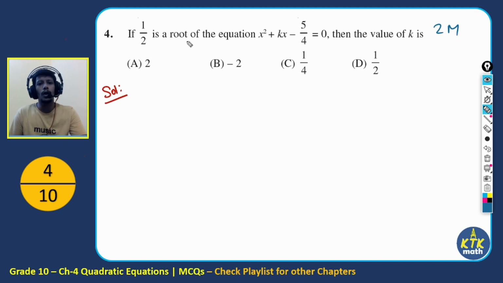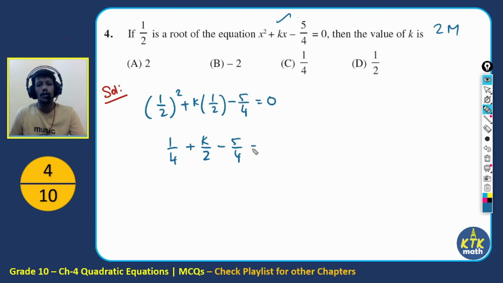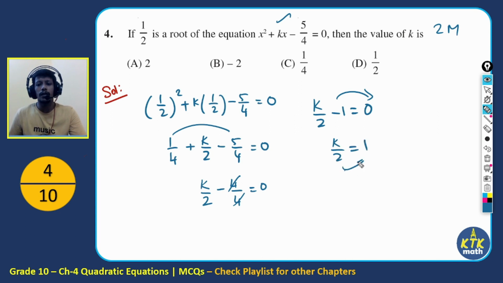Now if 1 over 2 is a root of the equation, which means what? When I substitute this 1 over 2 in the equation, you are going to have 0 there. So substitute 1 over 2 squared, plus k of 1 over 2, minus 5 over 4 equals 0. Which will give you 1 over 4 plus k over 2 minus 5 over 4 equals 0. You can directly subtract this. You just leave this k by 2 as it is. 1 minus 5 will give you minus 4 by 4, so k by 2 minus 1 equals 0. That is, 4 and 4 got cancelled. Now 1 you move to the opposite side, it will give you plus 1, and this divide becomes multiply.